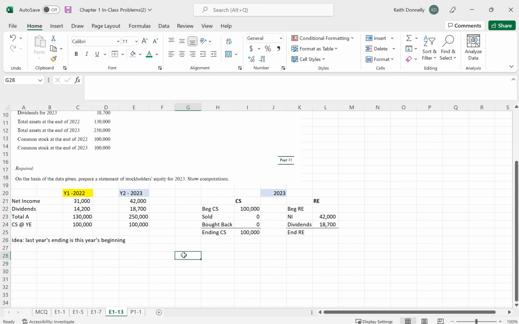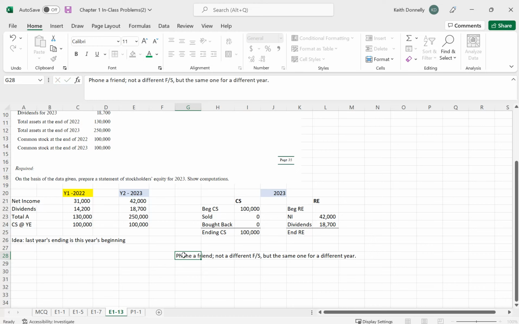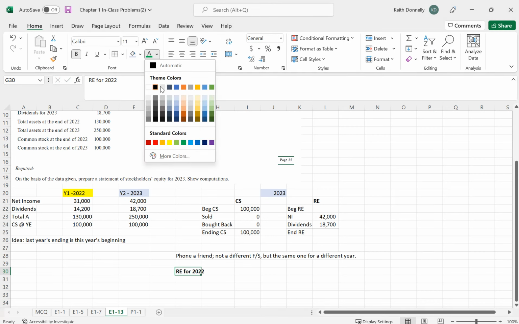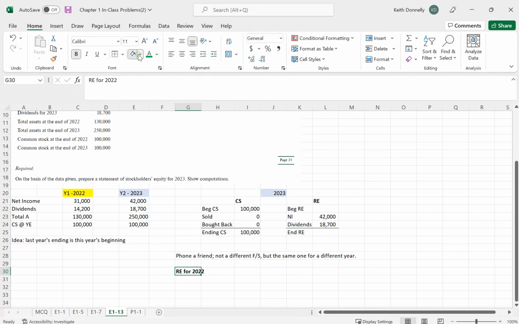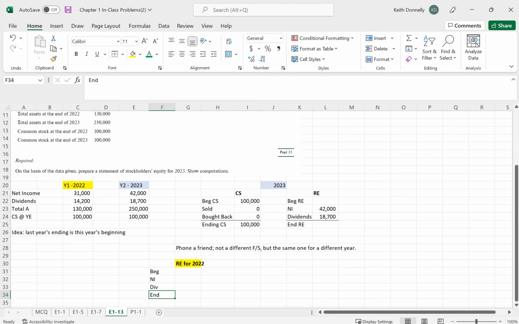In other words, what we're going to do here is phone a friend, not a different financial statement, but the same one for a different year. What does that mean? In other words, we're going to do a retained earnings for 2022. Let me get the highlighter here. So we'd have the same setup: beginning plus net income minus dividends equals ending.